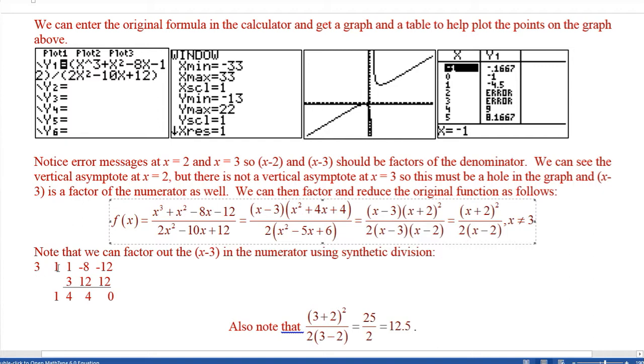So here's the 3. You bring down the 1. 3 times 1 is 3. Then you add: 1 plus 3 is 4. 3 times 4 is 12. Negative 8 plus 12 is 4. 3 times 4 is 12. And add, and get 0, which of course we knew we were going to get.